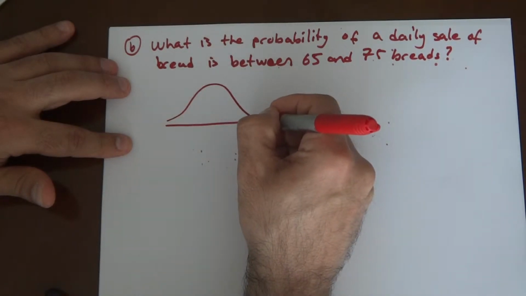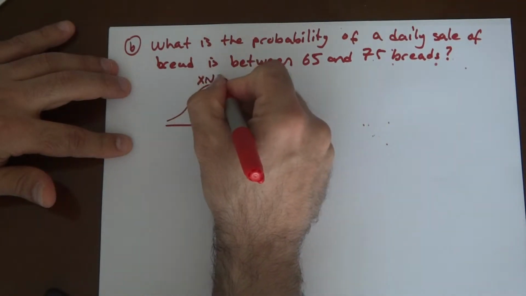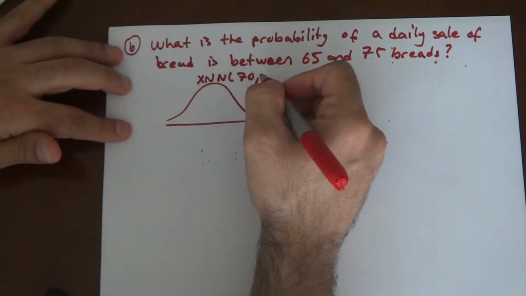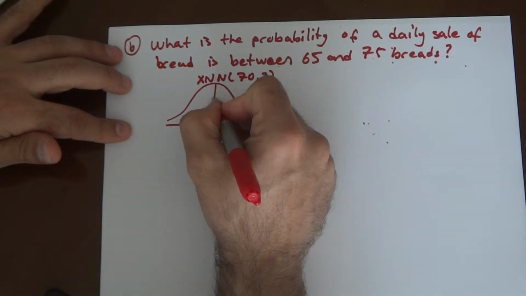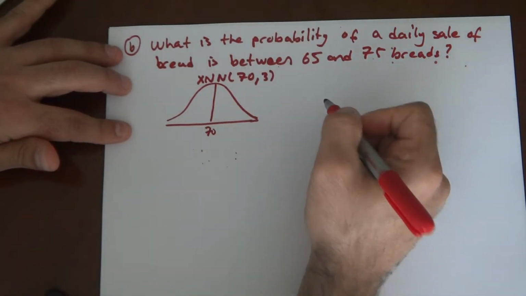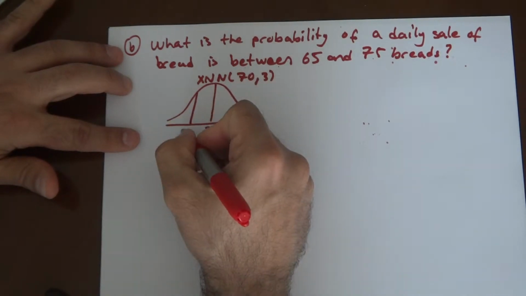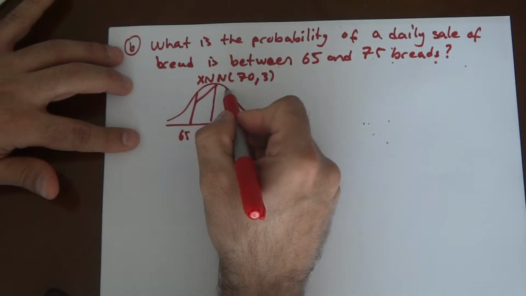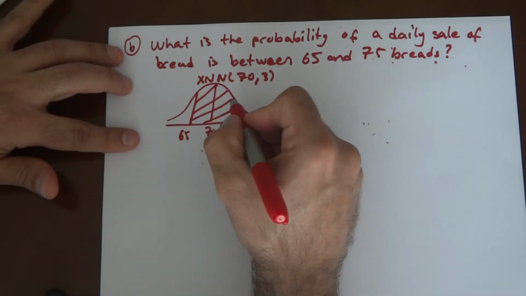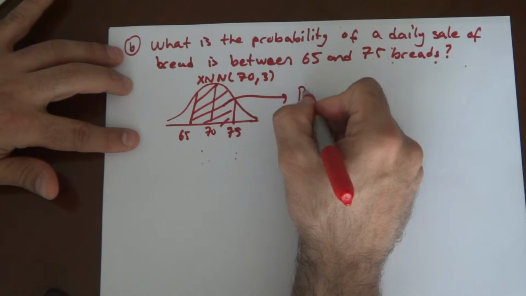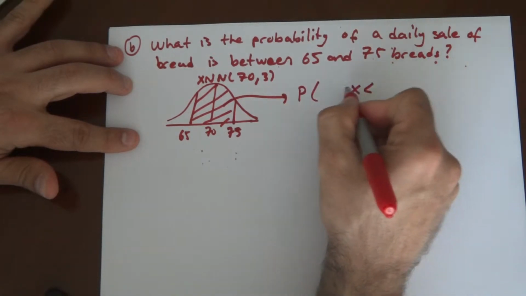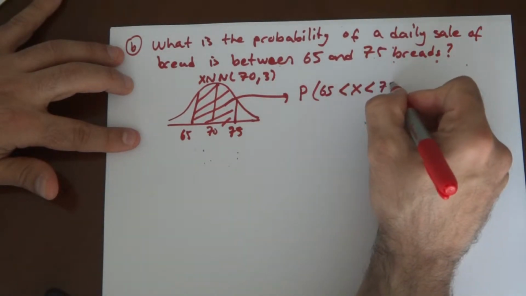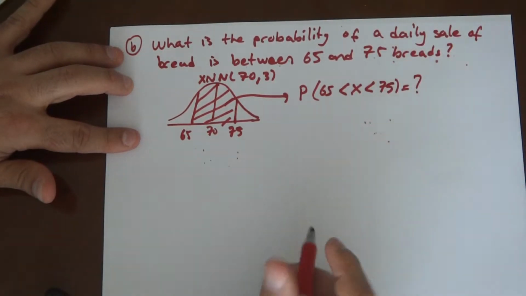The given information here is X is distributed normally with 70 and 3, right? So the center is 70. This question says between 65 and 75. So they are asking you this probability. How can you show this probability? What is the probability of daily sale of bread, which is X, is between 65 and 75. So this is what you need to find.